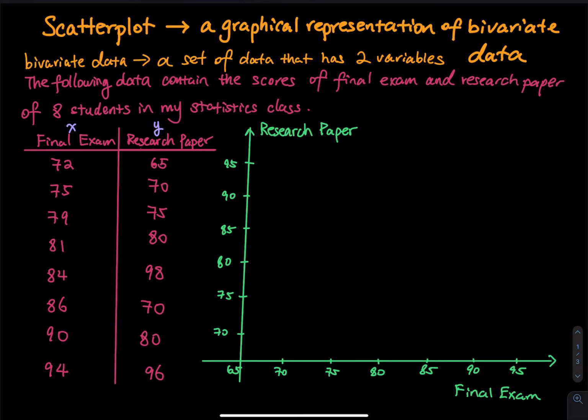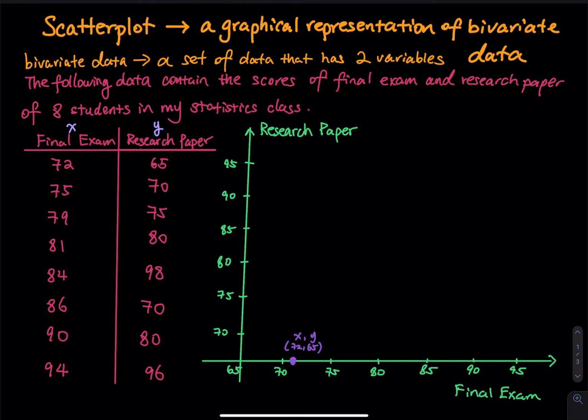So the first person has 72 points. Where is 72? 72 is a little bit more than 70, and 65 points is right on the vertical axis. So here is how we plot the first point. 72, 65. So the first point is right here, and you can call this 72 comma 65, just like x comma y. So this is one student.